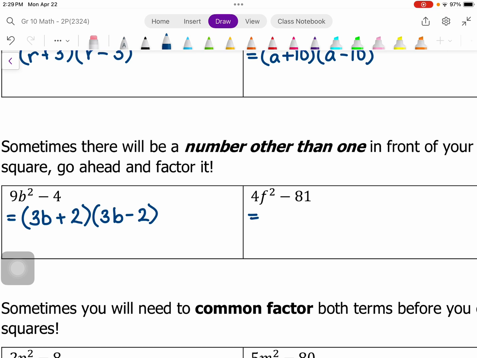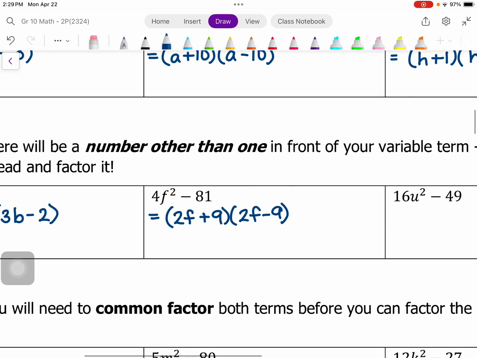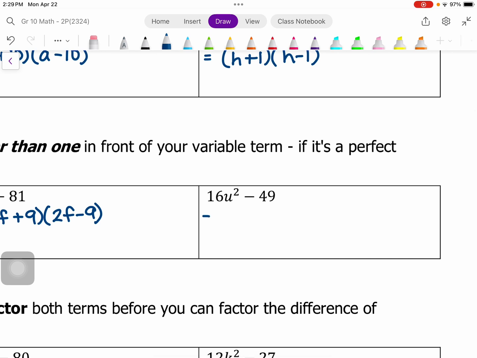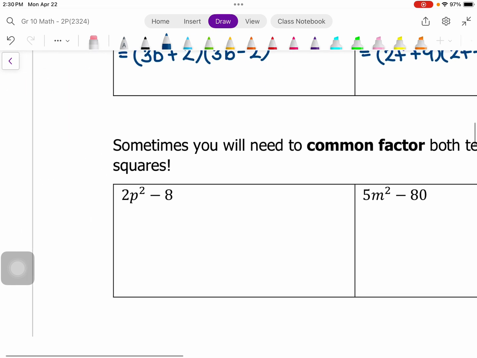So in this next question, the square root of 4 is 2, and then the square root of f squared is f. Then I'm going to have a plus 9, and then 2f minus 9. 9 is the square root of 81. Over here, the square root of 16u squared is 4u, and the square root of 49 is 7, so I have a 4u plus 7 and a 4u minus 7. And then one last type of question over here.